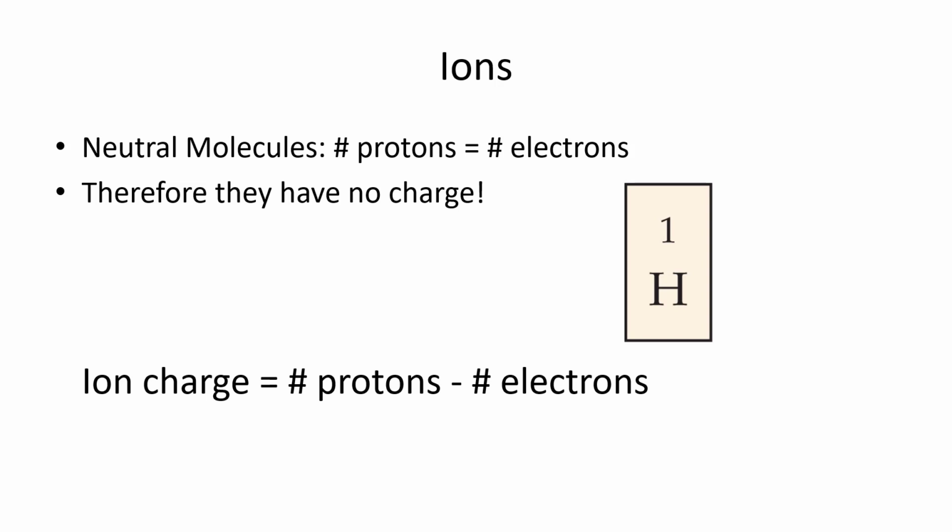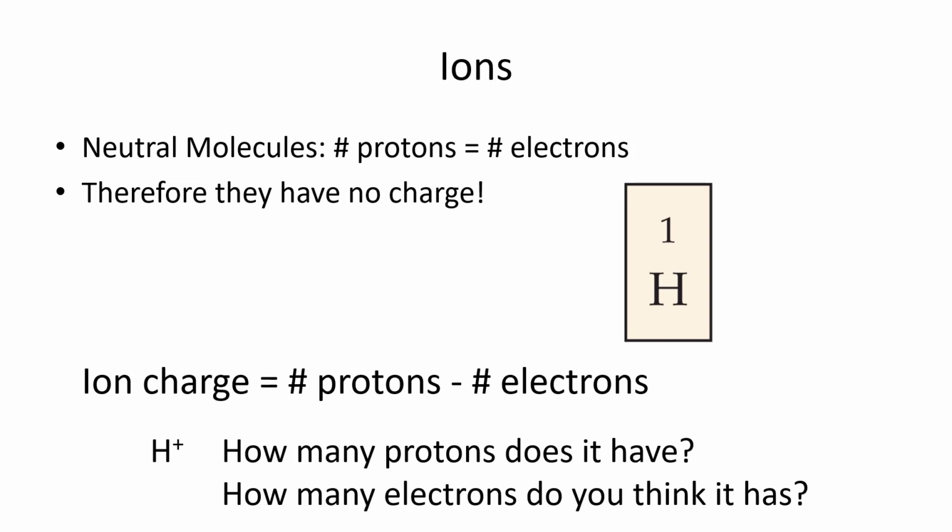All right, so how do we know if a neutral molecule is going to become a more positive or a more negative substance? Because your ion charge is going to be your protons minus your electrons. So if you have more electrons, it's going to be negative, and if you have more positive protons, then your ion charge is going to be positive.